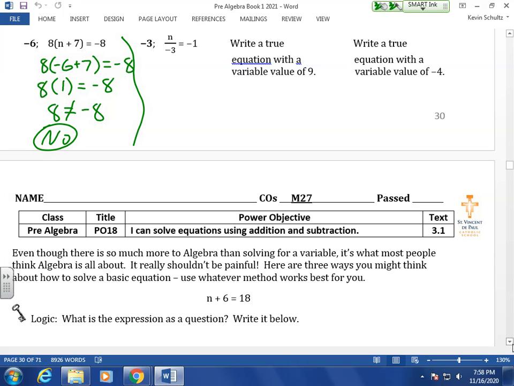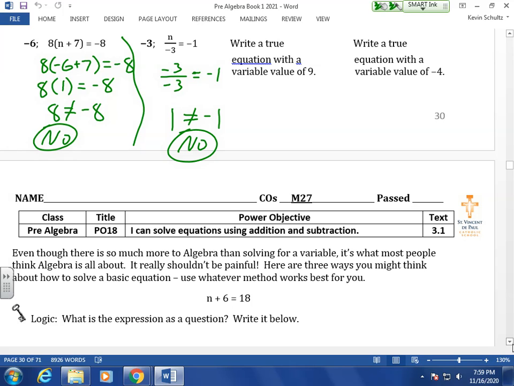And lastly here, we've got n divided by negative 3. We're going to replace n with negative 3, and see if negative 3 divided by negative 3 equals negative 1. Well, we know from PO10 that a negative divided by a negative is a positive, and that anything divided by itself equals 1. So negative 3 divided by negative 3 is a positive 1, which is unequal to negative 1. So we end with a no there as well.